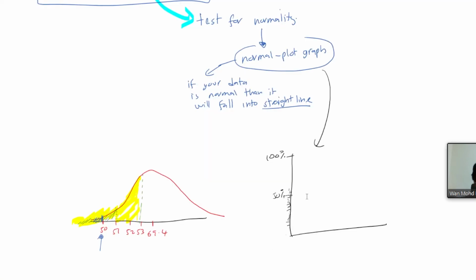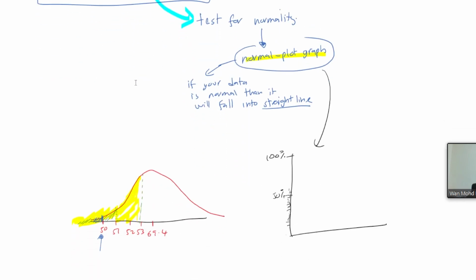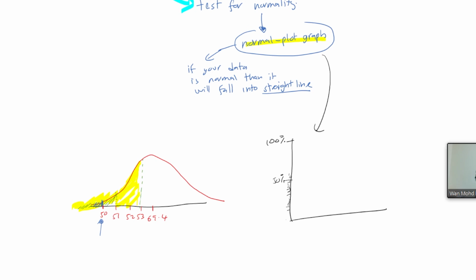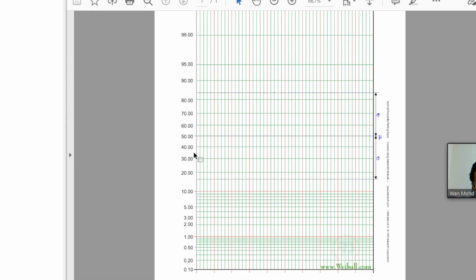Okay, so this normal plot and half normal plot, you will see again and again in graph paper. Basically you can view this thing somehow like this, somehow like that. But the real probability graph is like this. Okay, the real one is like this.